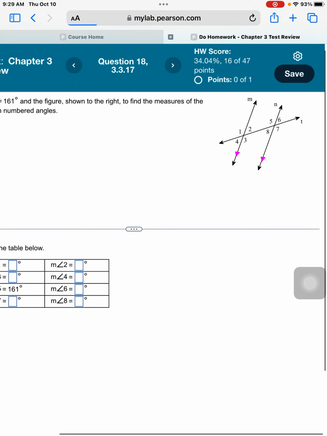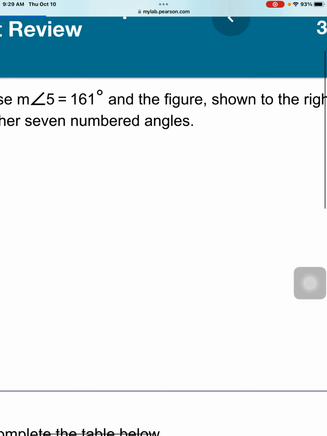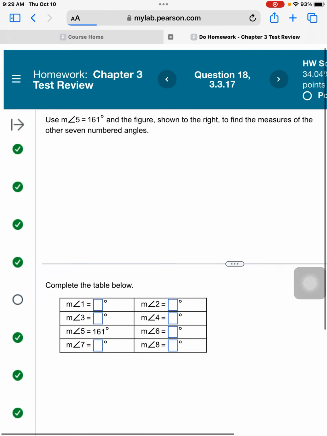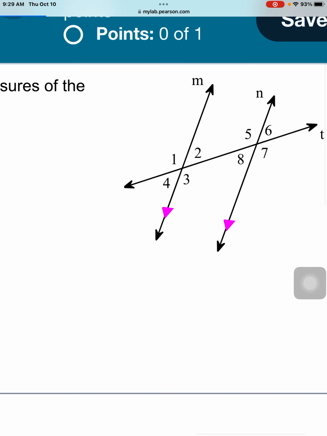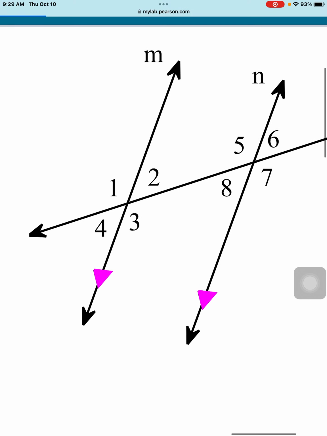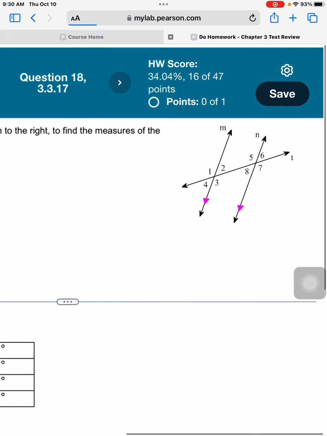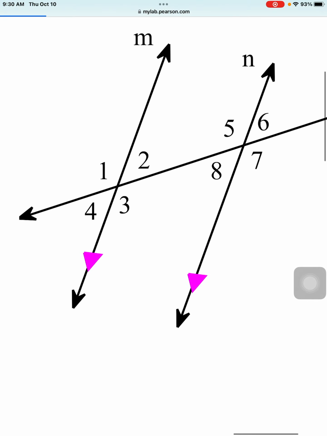Okay, I guess I'll draw this out. So using this figure, measure of angle 5 is 161. Before I even do anything else, I'm already going to ask, what is measure of angle 5 congruent to, guys? If M and N are both parallel, and I have my measure of angle 5 already, what was it? 161. What else has to be 161?